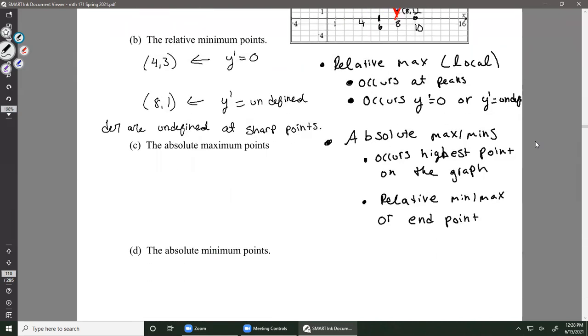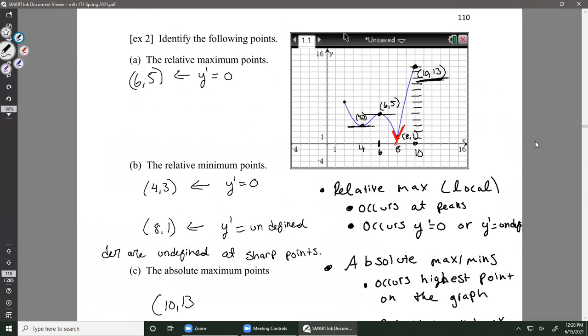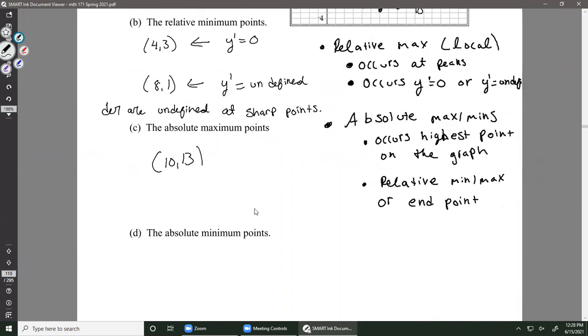Okay, so our absolute maximum is 10, 13. The graph kind of ends there. If I was to make a guess, it'd probably be a positive. My y prime would be a positive number, which doesn't really help. So relative mins and maxes, we get this 0 or undefined. When they're endpoints, they could really be positive or negative.